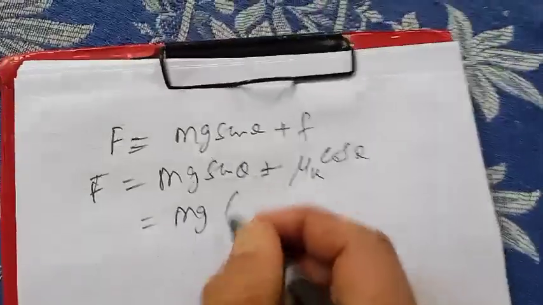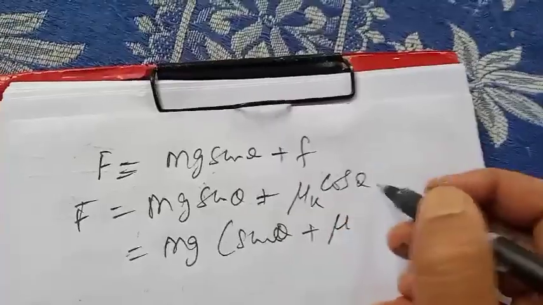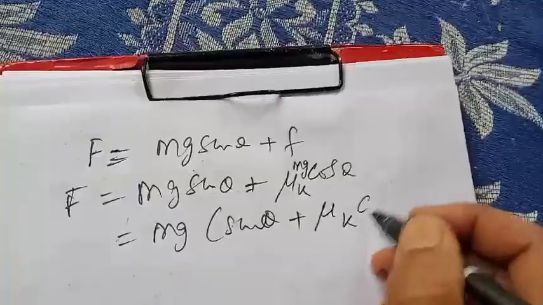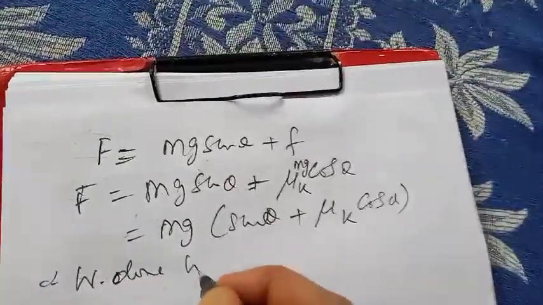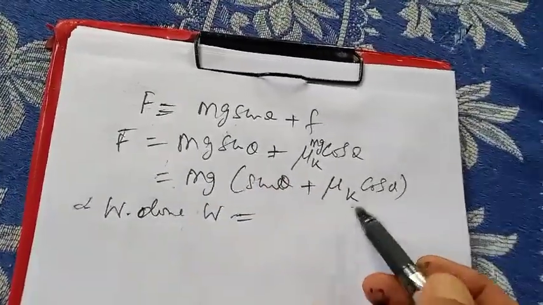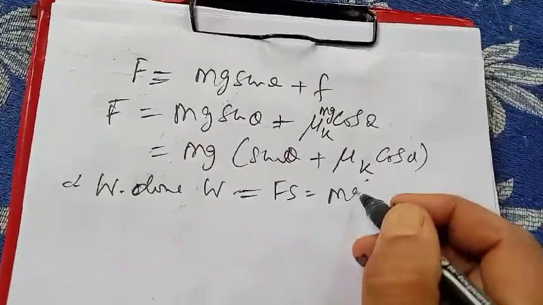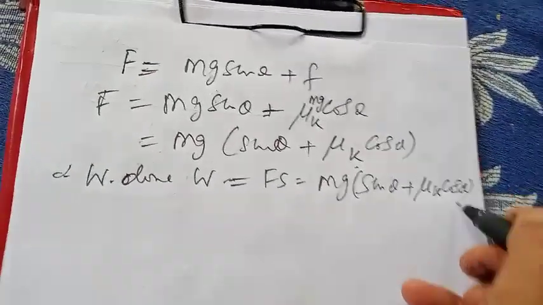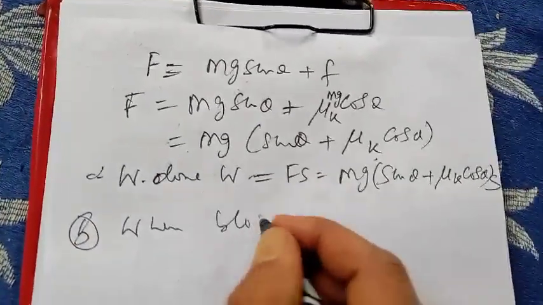Or this is equal to mg times sin theta plus mu k cos theta. Therefore, work done W required: the applied force is this much, and it moves a distance s upwards. This will be F into s, that is equal to mg into sin theta plus mu k cos theta, times s.